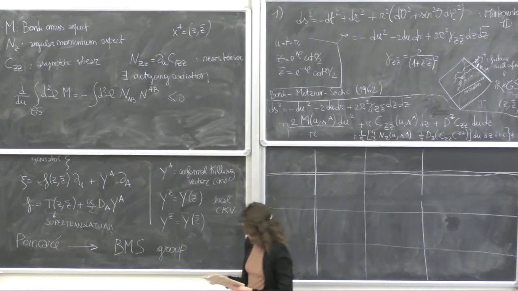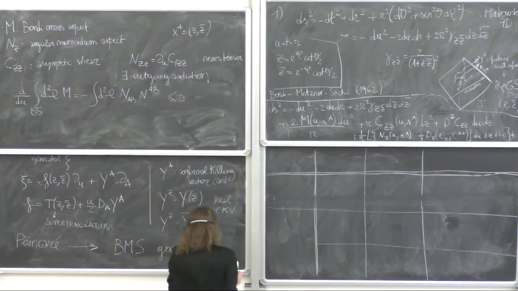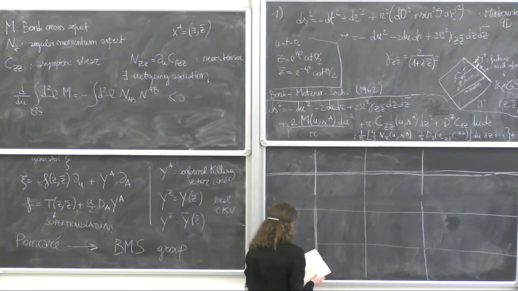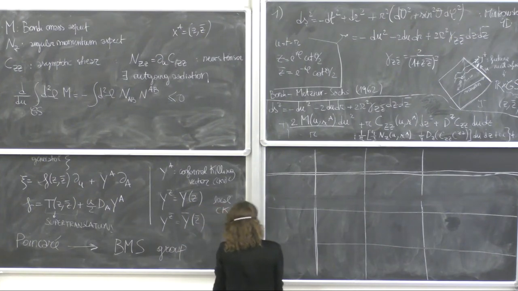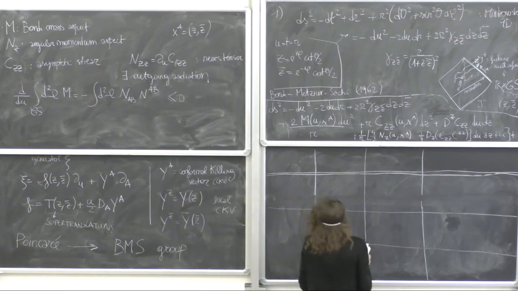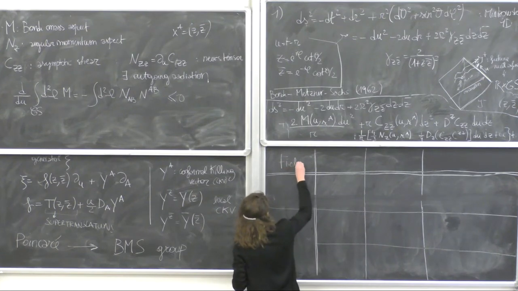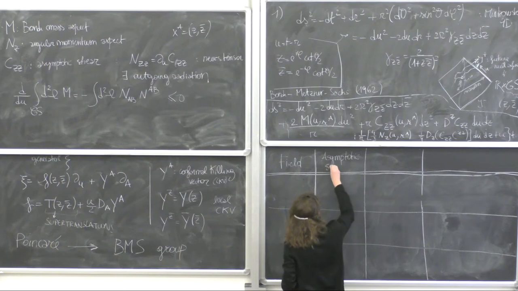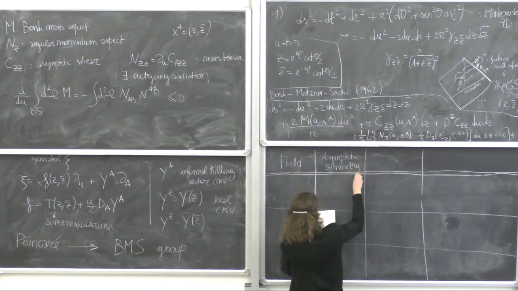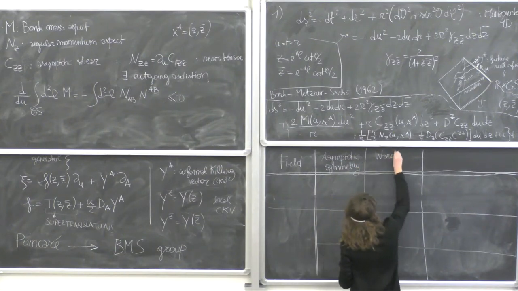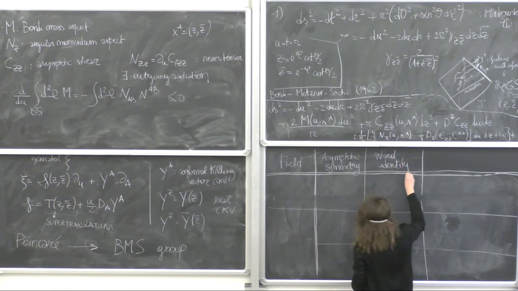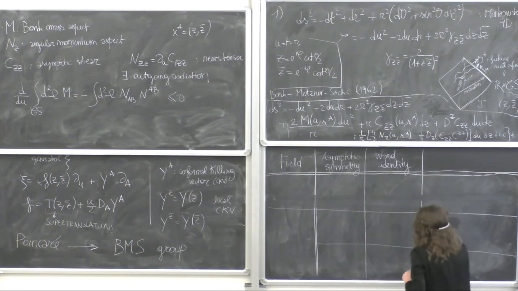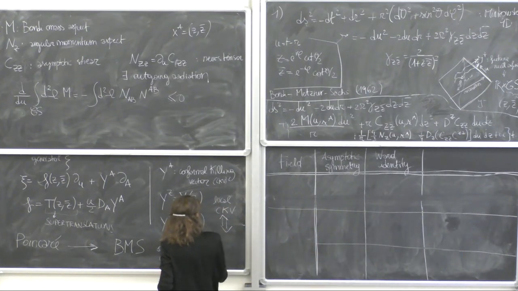If not, I wanted to make a sort of chart that is recapping all this story. Okay, this is what I'm doing now. So we have these asymptotic symmetries. Each symmetry will be responsible for one. So let me write this here. We'll call that superrotations.